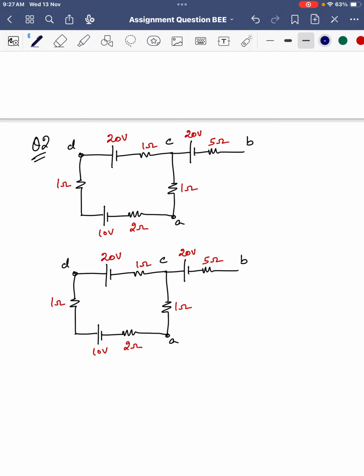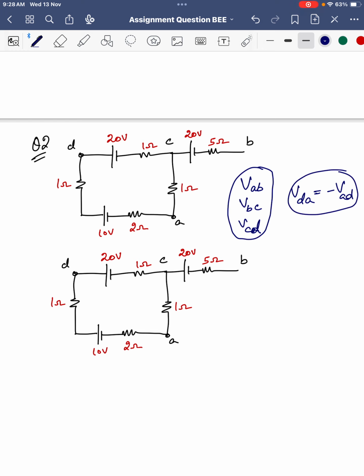Next we have this question: find the voltages VAB, VBC, VCA, and then finally VACD, then finally what is VDA. To verify the answer, the sum of these three must be equal to the opposite of this VAD, because VDA is equal to minus VAD, so they are equal, right?